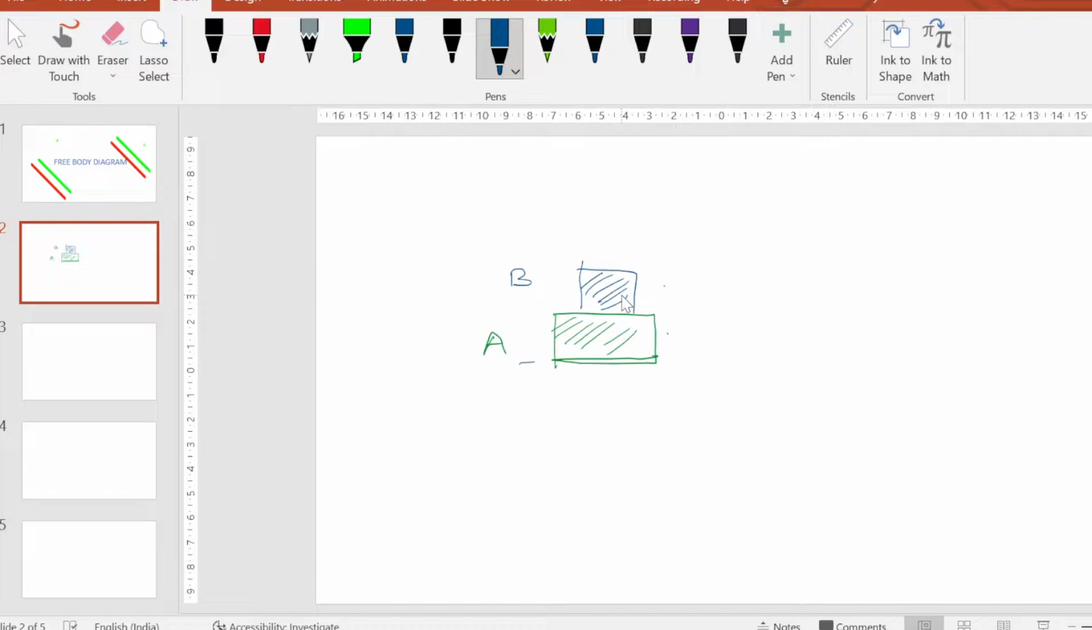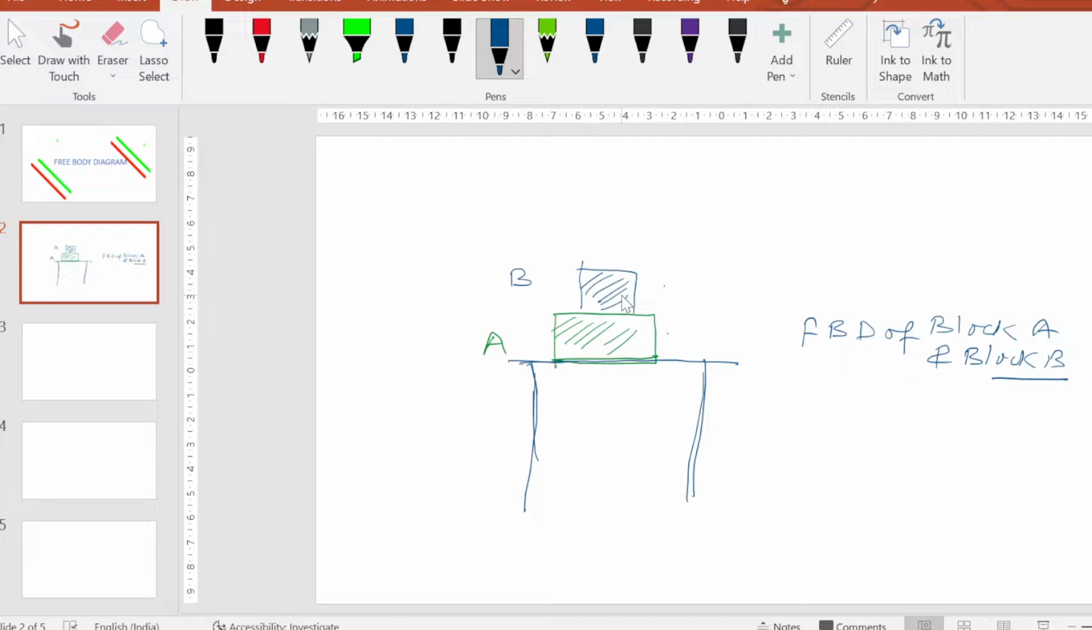And these two objects are placed over the surface of a table. We can say these blocks are placed over the surface of table A. Now we have to draw the free body diagram of block A and block B. First we will draw the free body diagram of block A.